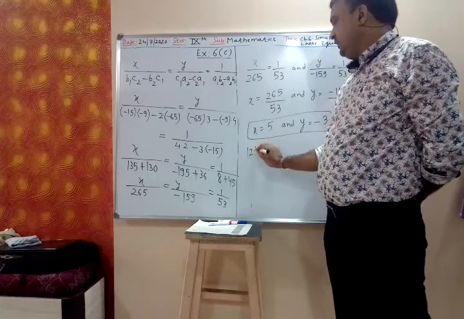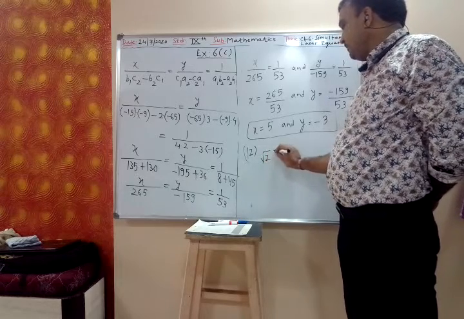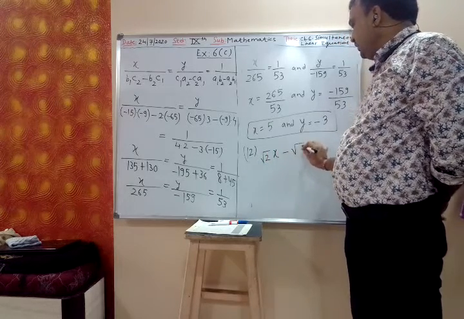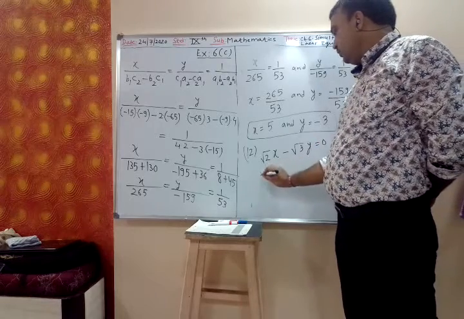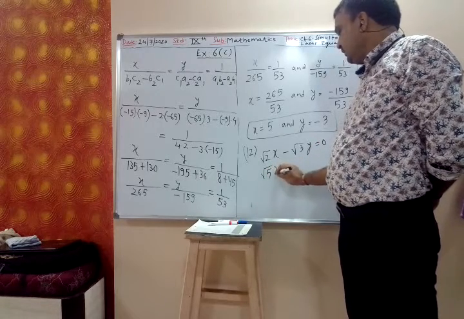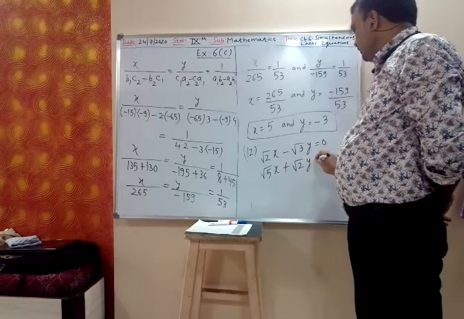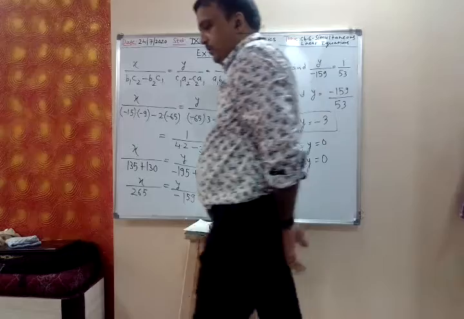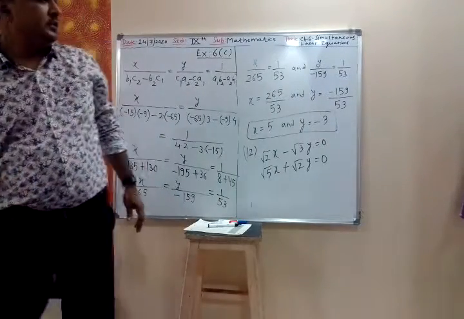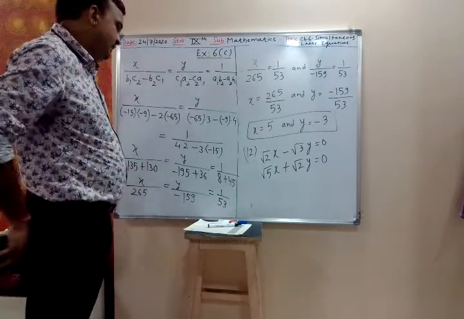So this is 11. Now let me do 12. Root 2x minus root 3y is equal to 0. Root 5x plus root 2y is equal to 0. Solve this by cross multiplication method. Should I solve or should I give homework? Let me know.